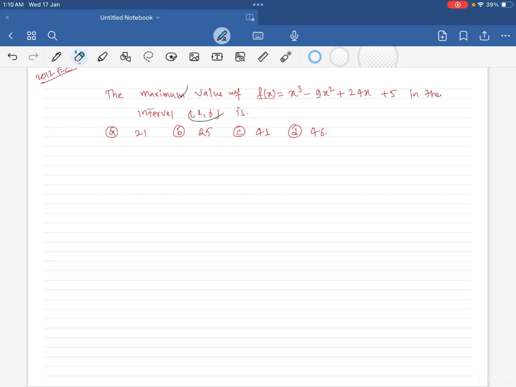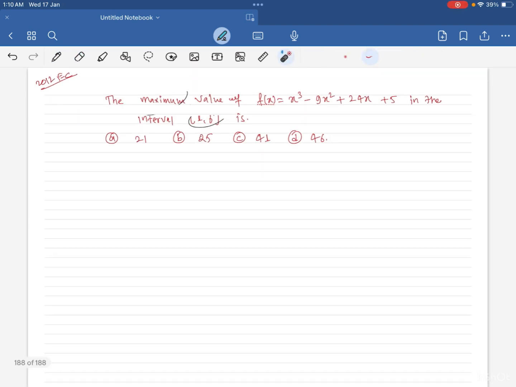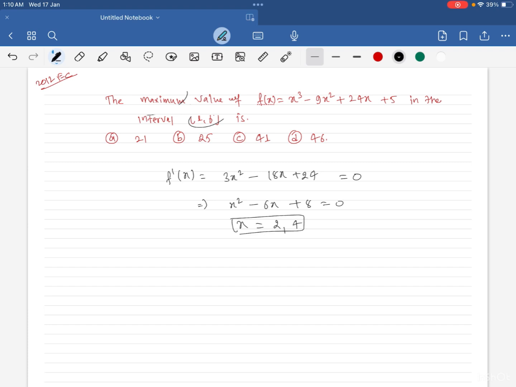Okay, so this question is from 2012 EC. The maximum value of this function in the interval 1 to 6 is, so we have to find the maximum value, right? We can find the stationary points, that is f dash x is equal to 3x square minus 18x plus 24, that we can equate to 0. So from here we will get x square minus 6x plus 8 is equal to 0, so from here we will have x equal to 2, 4, right.